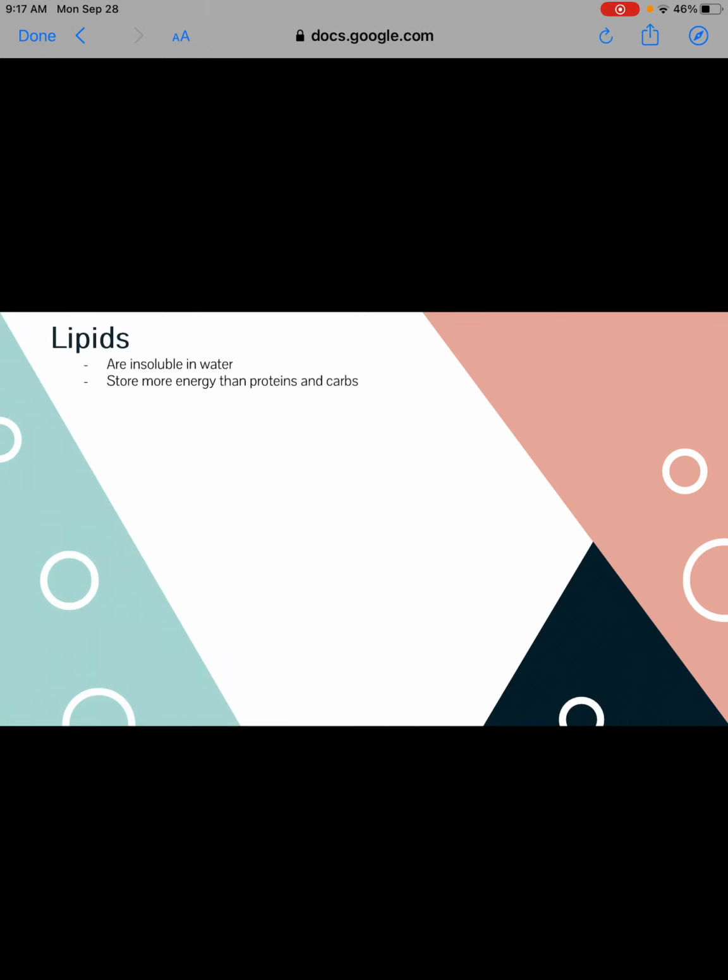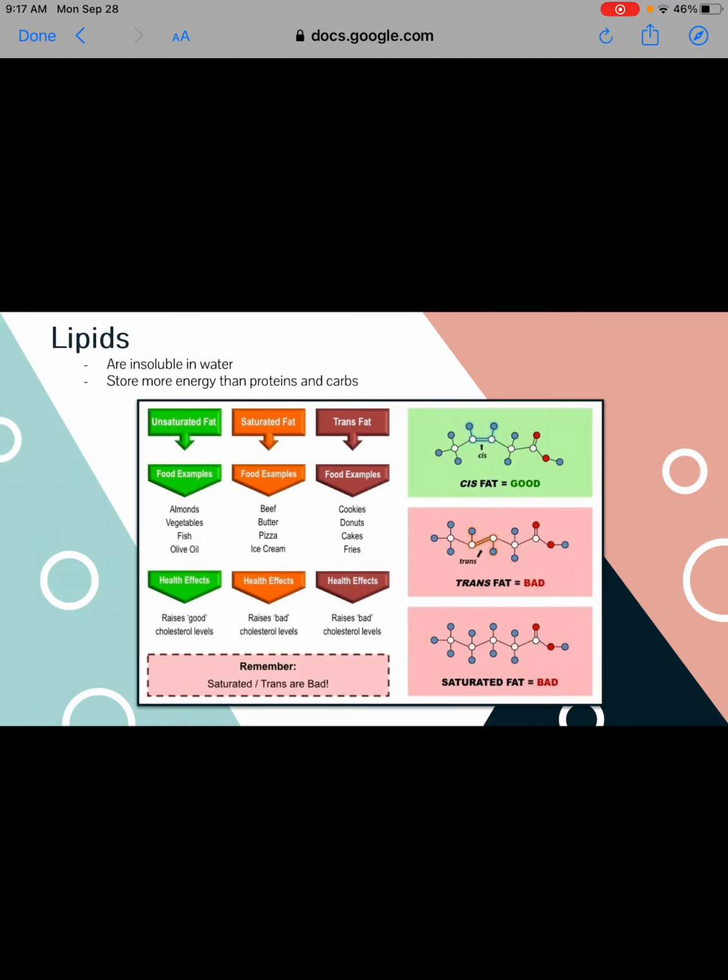Now we're going to discuss fats, or what we would call lipids. This is another type of macromolecule, and they are insoluble in water. These actually give us way more energy than both proteins and carbs. So fats aren't bad. They get a bad rep, but they're not bad. Unsaturated fats are examples like almonds, vegetables, fish, olive oil. They're good, okay? They raise good cholesterol in our body.